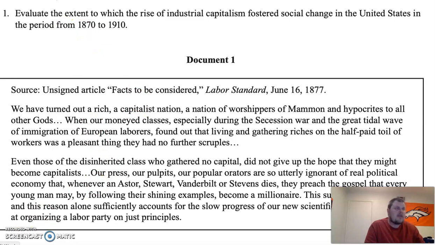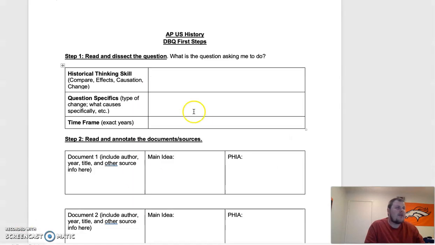So if I go to my DBQ organizer, I can see that the first thing I really want to do is identify our historical thinking skills. Most DBQs are going to fall under one of these categories: compare, effects, causation, and change. Well, this question specifically says change, so that's our big skill. Okay, things changing from industrial capitalism.